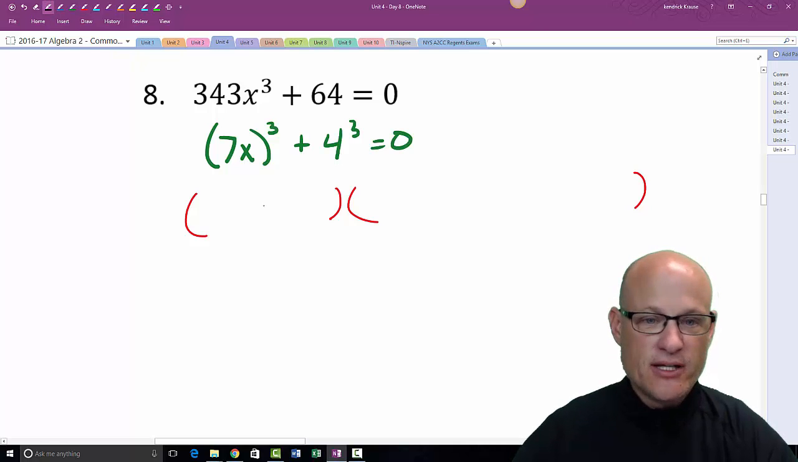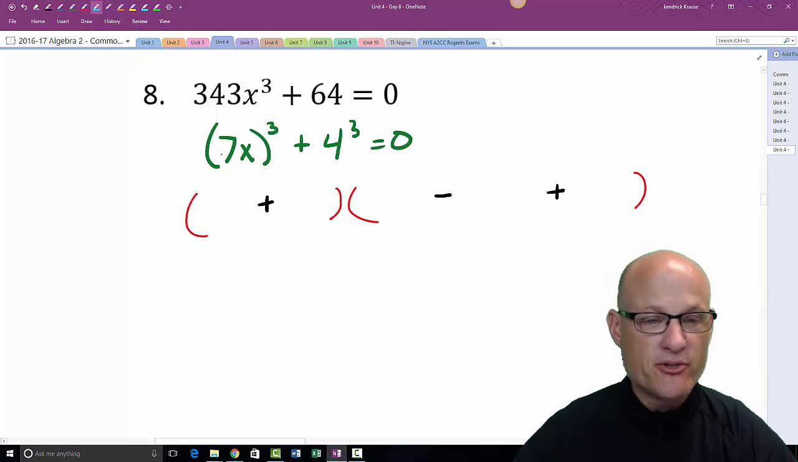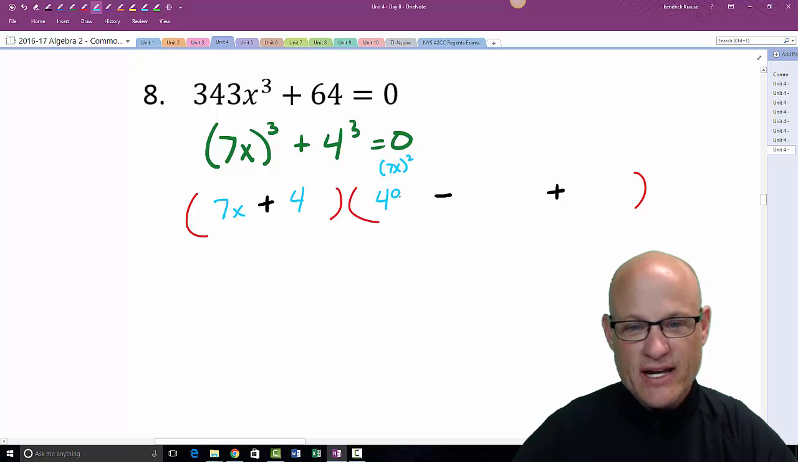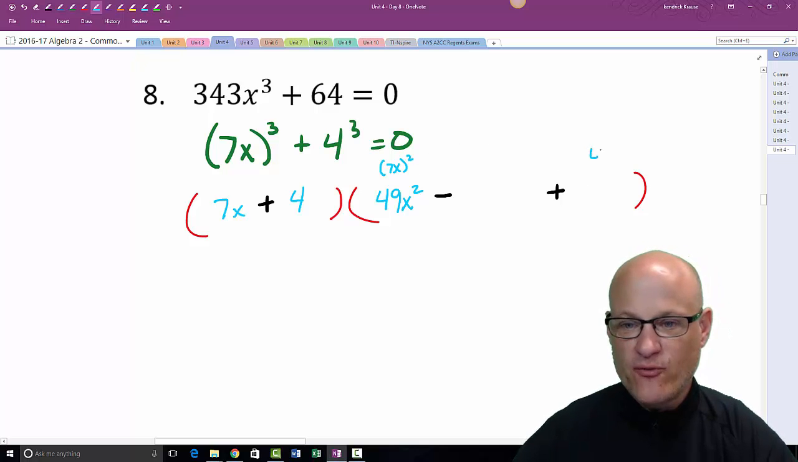Let's get those signs in. Copy over the sign, change it. Last one's always positive. We're going to dump the two things in, 7x and 4. And then over here goes 7x, be careful, squared. So that's 49x squared. Over here goes 4 squared. That's 16. And in the middle goes the product of the two, 28x. All equals 0.